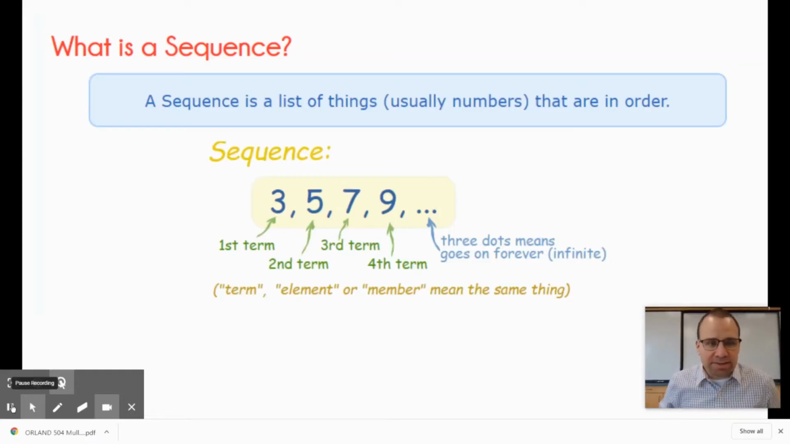What is a sequence? A sequence is a list of things, usually numbers, that are in order. Here I have an example where the first term is 3, the second term is 5, the third term is 7, and the fourth term is 9, and then you see the little ... And that means it's going to continue on forever, an infinite number of terms.